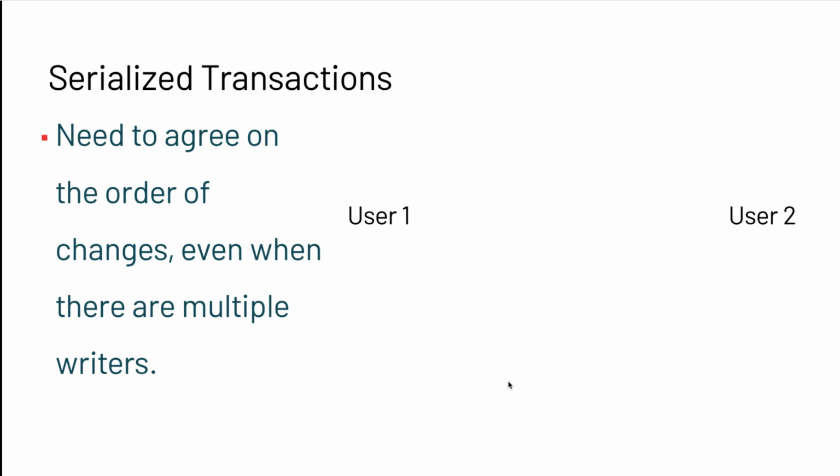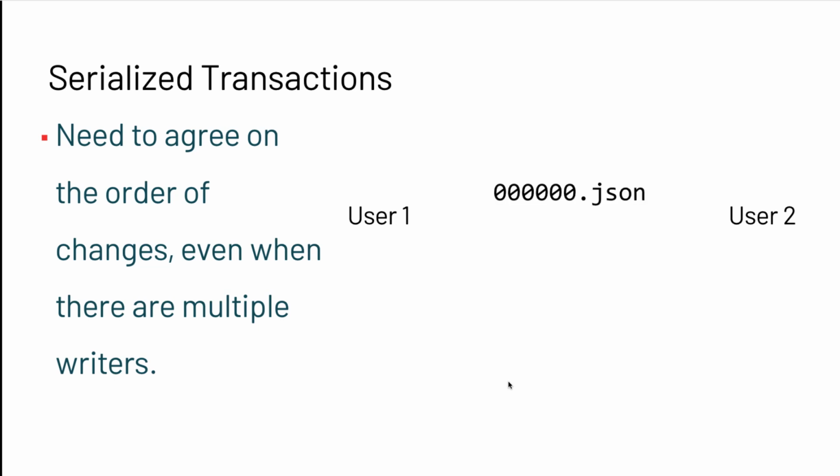And it's important to remember that more than one person can be applying changes to a table at any given time. So recording transactions in series is actually really important. We need to agree on the order of the changes even when there are multiple writes and writers.